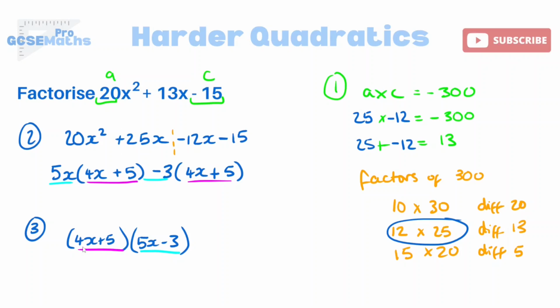And to make 20, it's been split into 4x and 5x. We didn't need to worry about how the 20x squared was going to be split up. It just figured it out for us, didn't it? We didn't know, is it 20x and x? Is it 10x and 2x? Is it 4x and 5x? We didn't need to worry. It literally just figures it out for you.